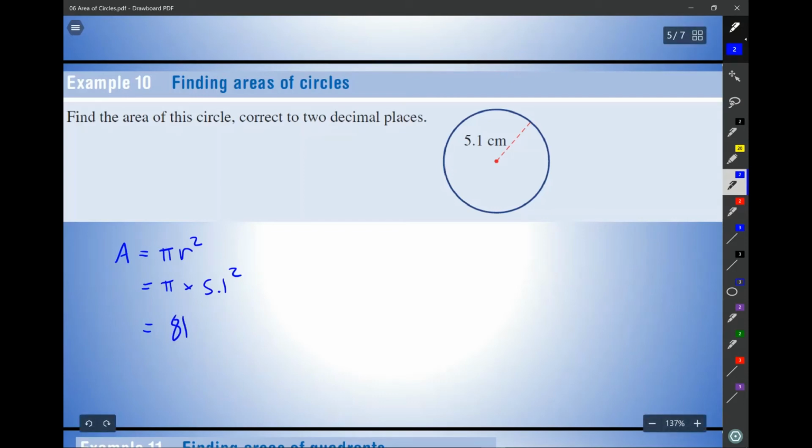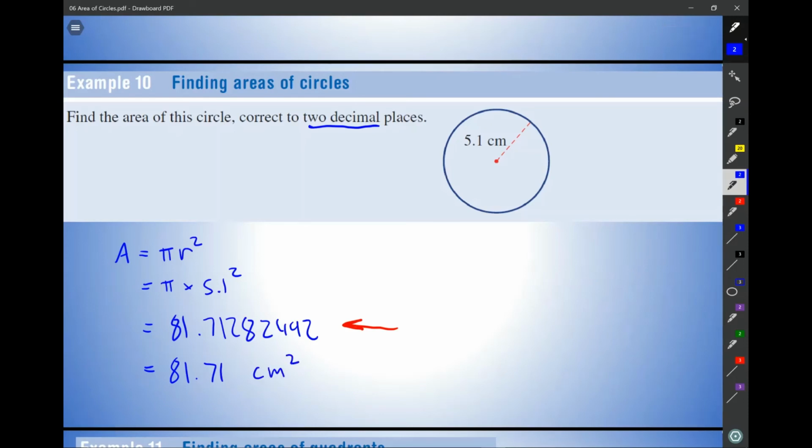And now the answer is 81.71. Remember, this is another part of really good working out. If you get an answer from your calculator, write down the whole thing and then round it off to the number of decimal places you're asked to. And don't forget to include the units in your final answer.